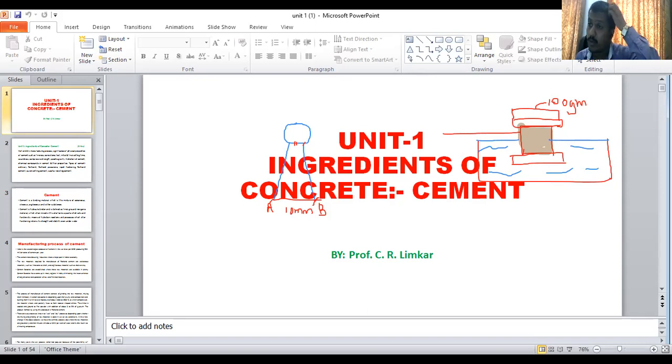Now the temperature of water is around room temperature, that is around 27 degrees. Okay, this is the first distance, after filling up this paste and all that.